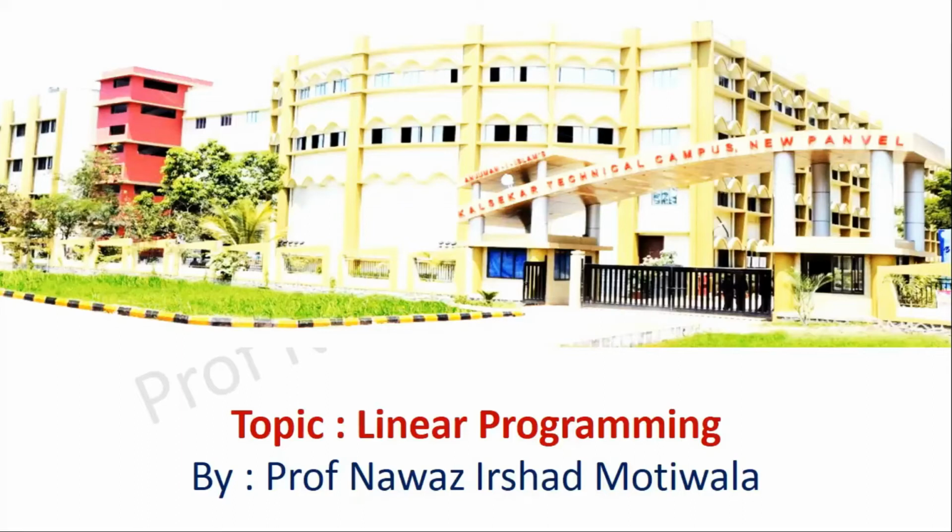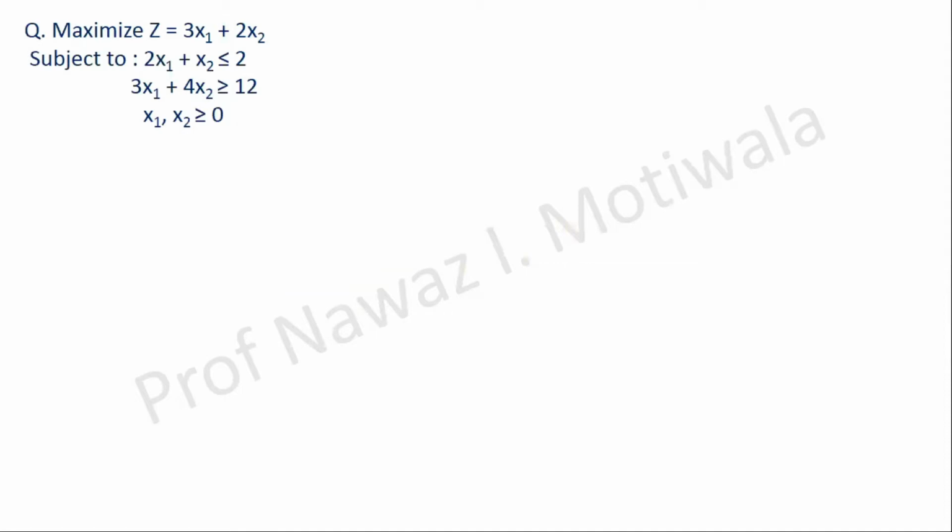Welcome students. Let us continue our discussion on linear programming problems with the simplex method with another question, which says: maximize z = 3x1 + 2x2 subject to 2x1 + x2 ≤ 2, 3x1 + 4x2 ≥ 2, and x1, x2 ≥ 0. You must have observed that there is one constraint with a less than or equal to sign and one constraint with a greater than or equal to sign.